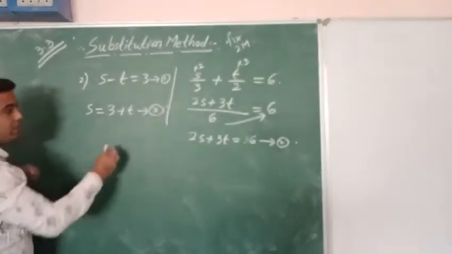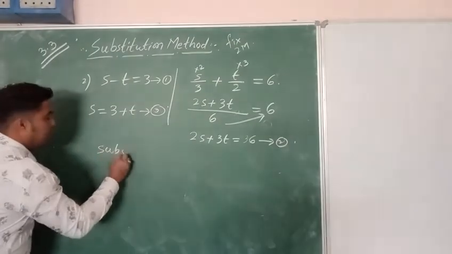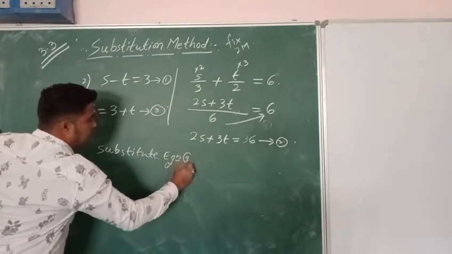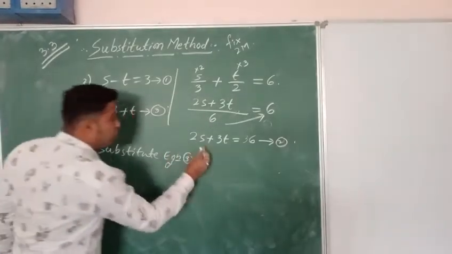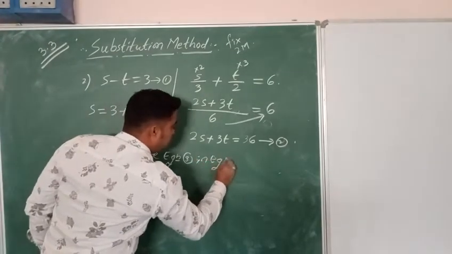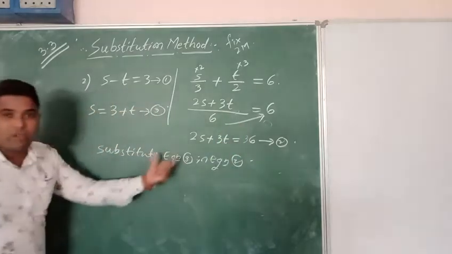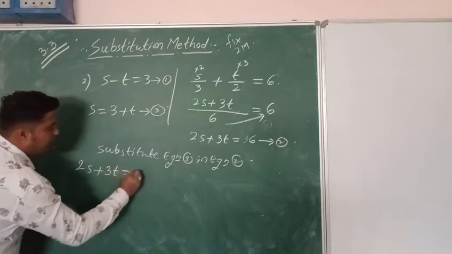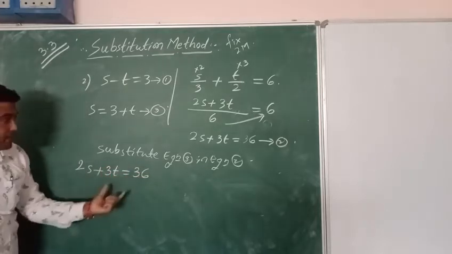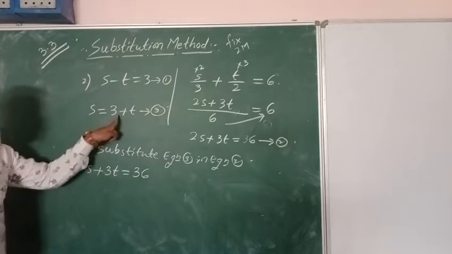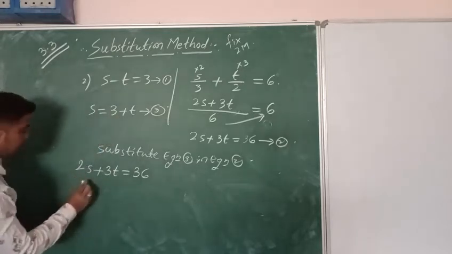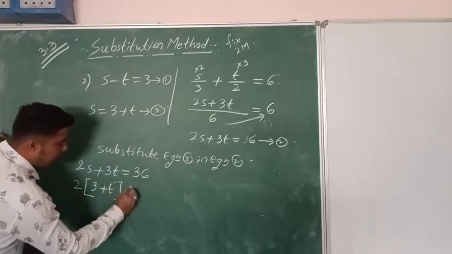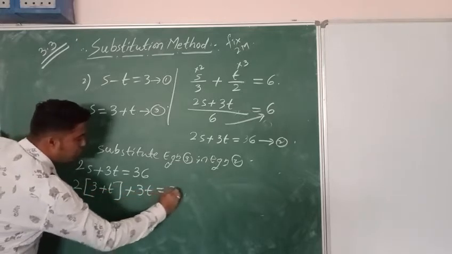So what shall I write here? See here, substitute equation 3 in equation 2. So what is equation 2? First let me note that 2s plus 3t is equal to 36. In this, wherever I find s, I am going to replace it with 3 plus t. So here 2s is there, so 2 in the bracket 3 plus t, out of the bracket plus 3t, which is equal to 36.